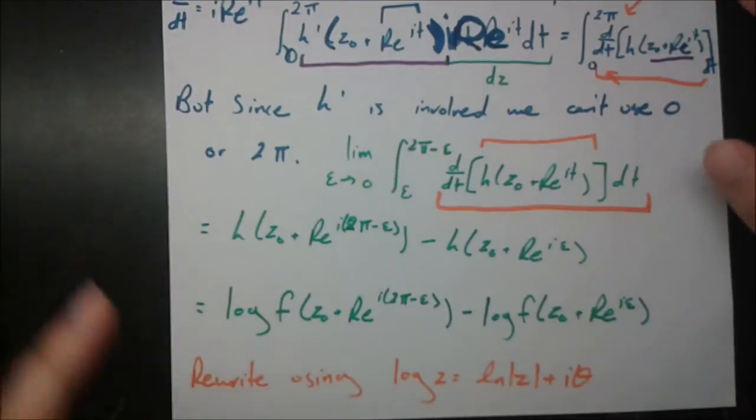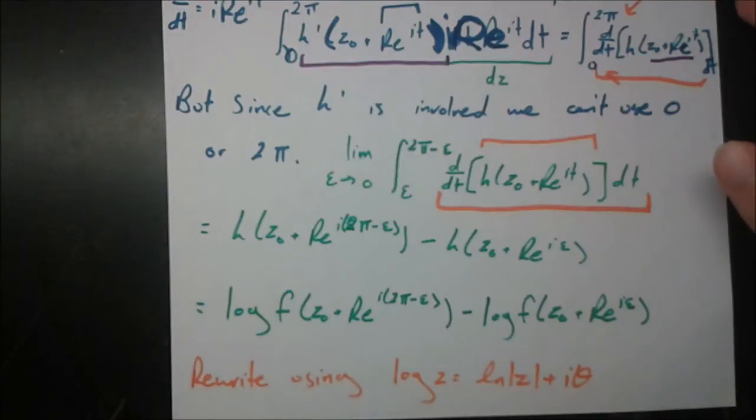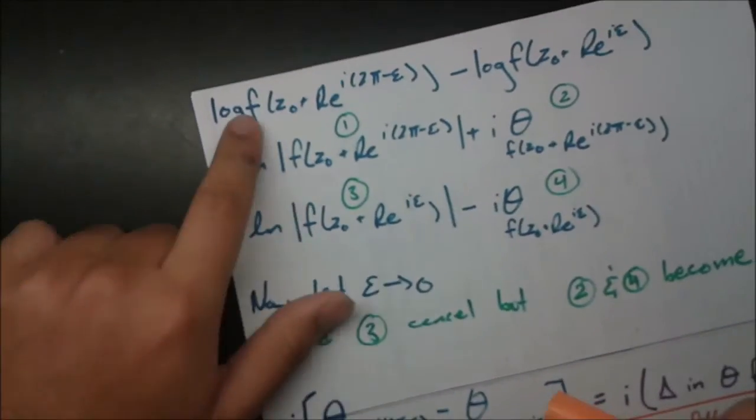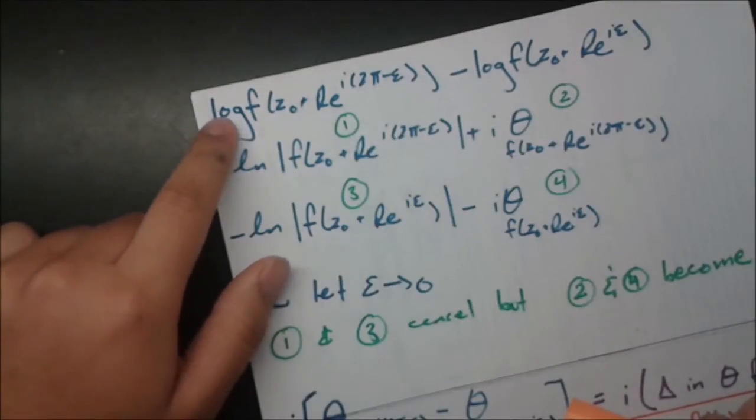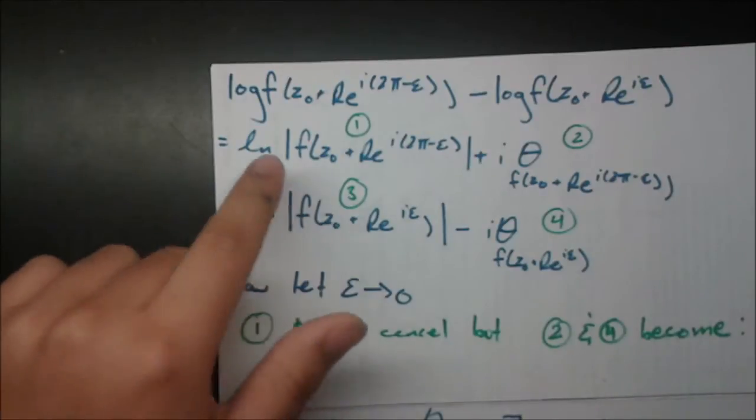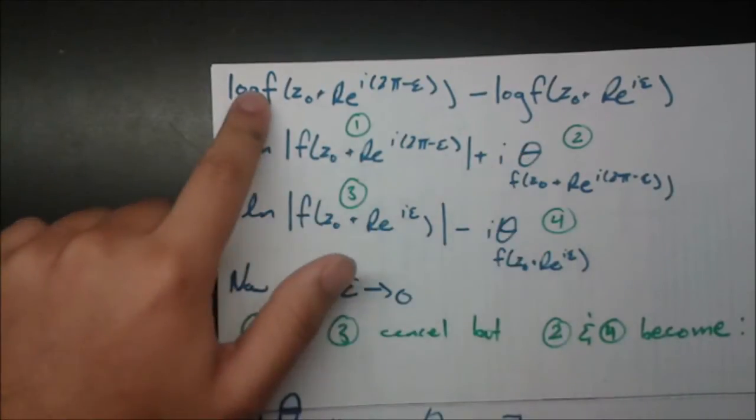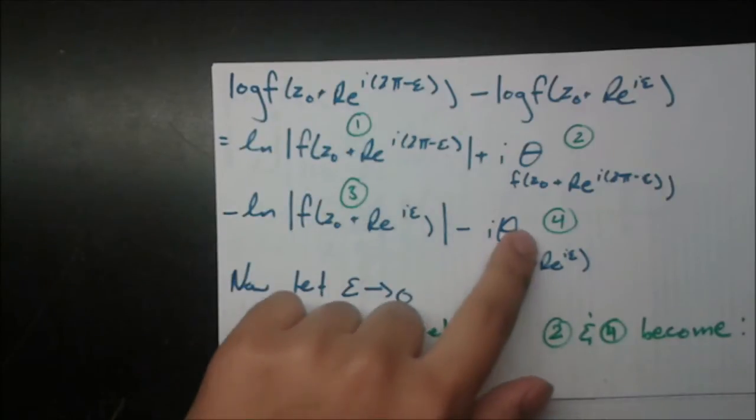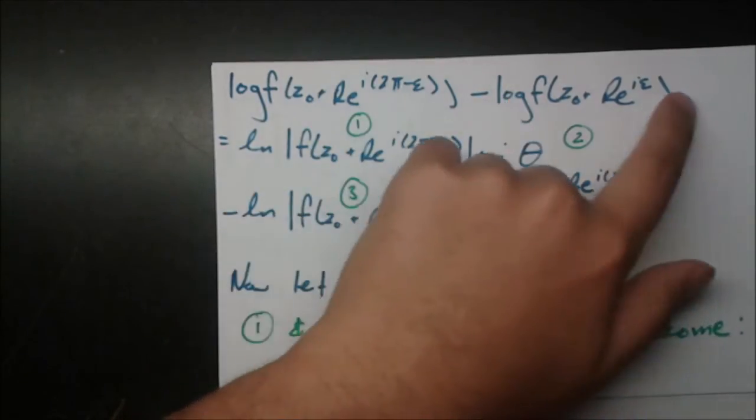And now what we're going to do is rewrite this using our log, because we know that the log of any complex variable z equals the natural log of the modulus of z plus i theta, where theta is the angle that this z makes with the real axis here. Okay, so I'll do that here. So again, I've written the log statement right here, and then I've split it up into 4 separate quantities. Let's number 1 and 2 represent what this first part comes from, and number 3 and 4 represent the log at the beginning point.